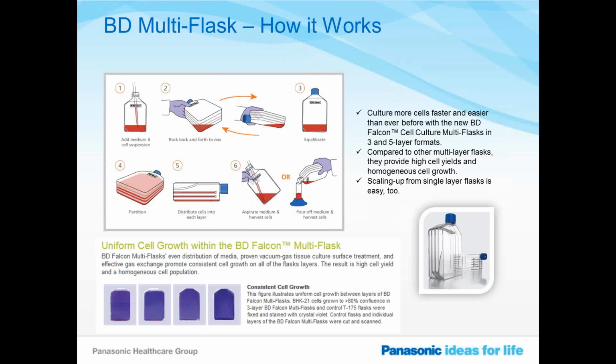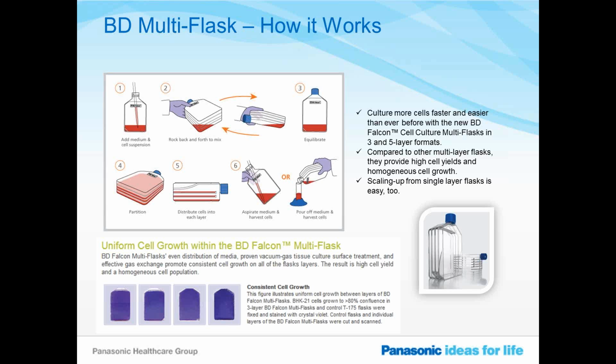I also wanted to talk a little bit about the multi-flask for people who are unfamiliar with the product. As I mentioned before, a regular T175 flask is just 1 layer. The 3-layer and 5-layer version of the multi-flask allows you to culture more cells faster and easier. So there's less downtime and less protocol work when you're basically doing the work of 3 T175 flasks all at once.